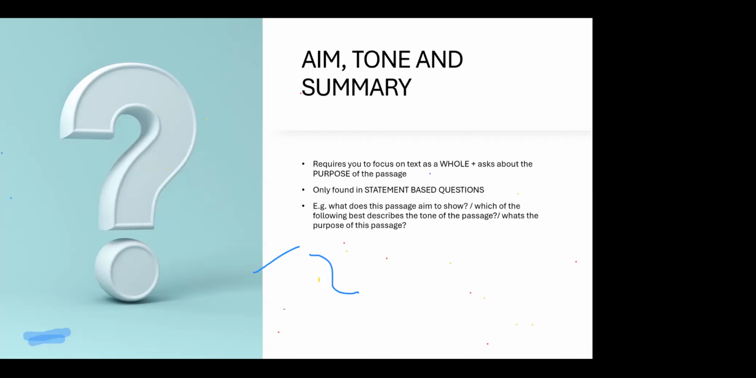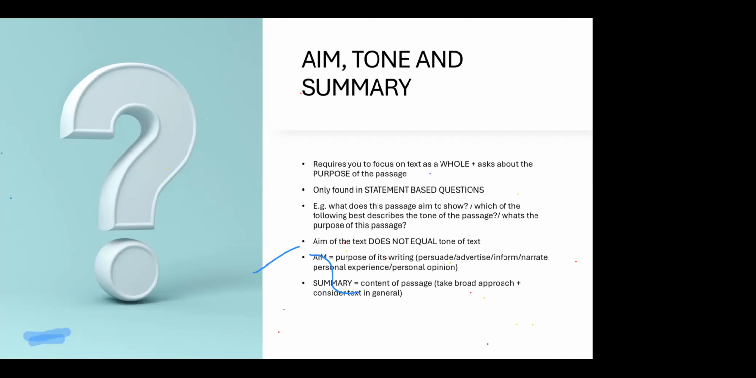And just to differentiate between what we mean by aim, tone, and summary. Aim is not the same as the tone of a text. Aim is the purpose of writing a text. So is this text to persuade the reader? Is this text to advertise something? Is it to inform? Is it to narrate? Those are all aims of a text.